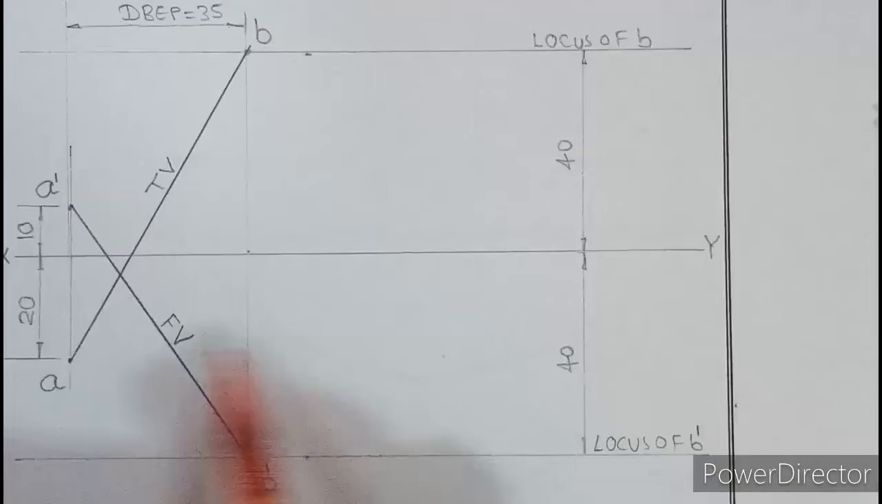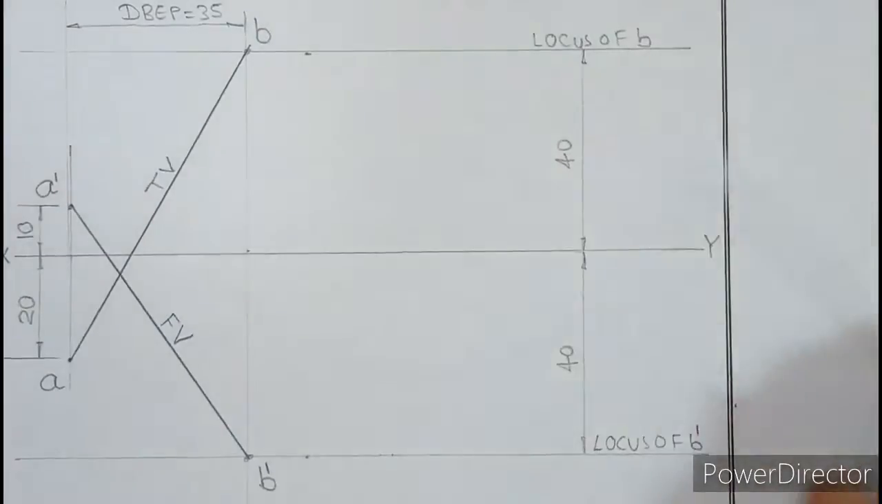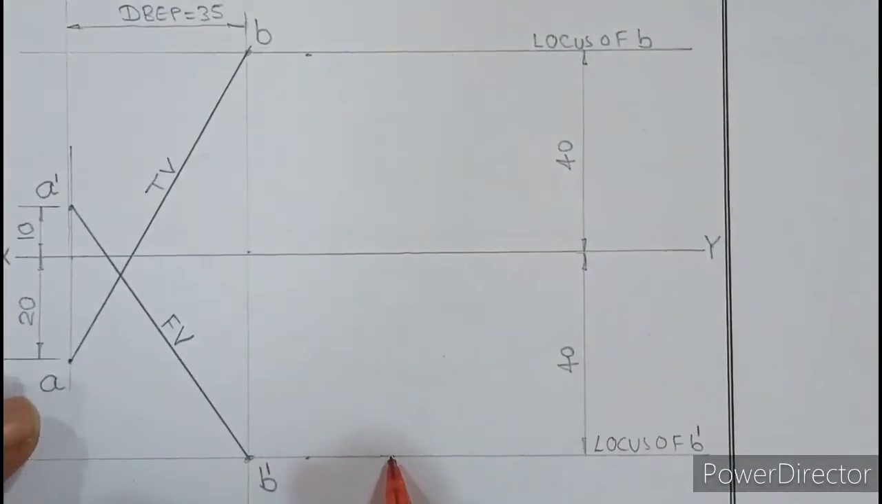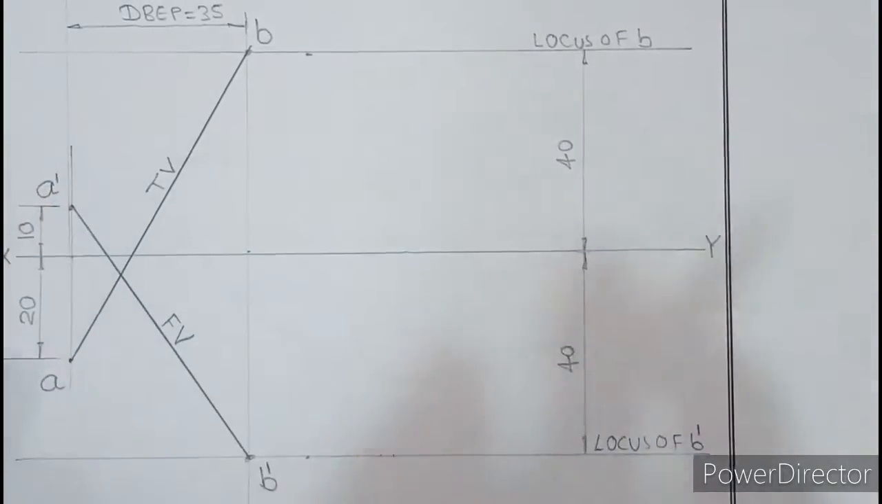So rotate top view till the level of A. Project to cut the locus of B dash, you'll get B1 dash. Now B1 dash should compulsorily be joined with A dash. So join this B1 dash with A dash. Where is A dash? It is above. You get the true length.